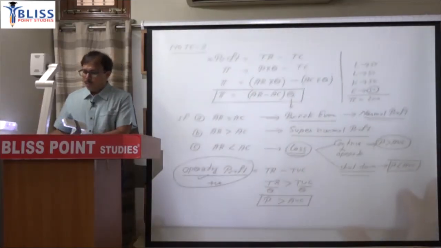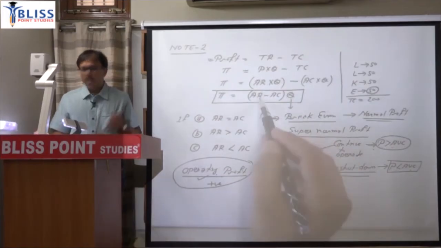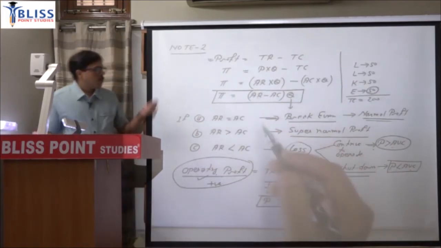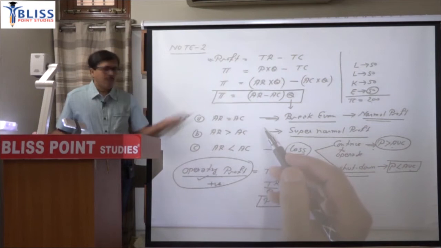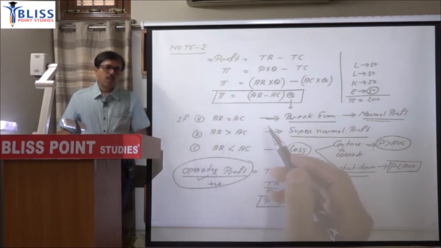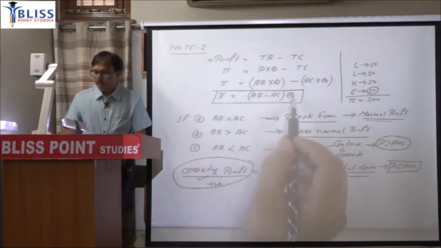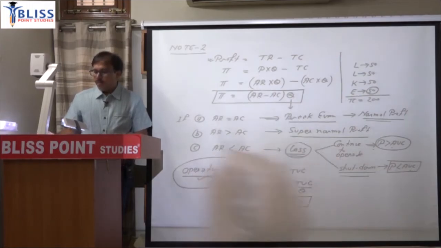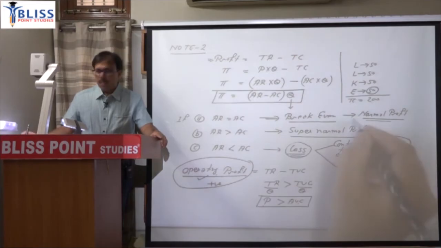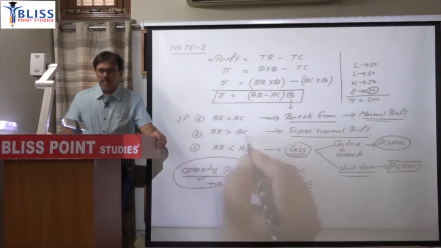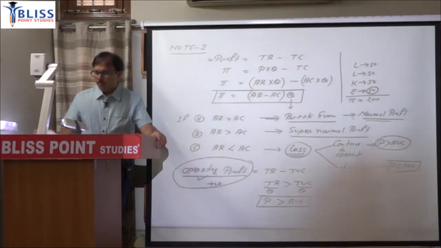But once you are able to determine this quantity, whether there is profit or loss will depend upon whether average revenue is greater than average cost or average revenue is less than average cost. So profit is (AR minus AC) into quantity. If average revenue is equal to average cost, there will be a break even point. If AR is greater than AC, there will be supernormal profit.